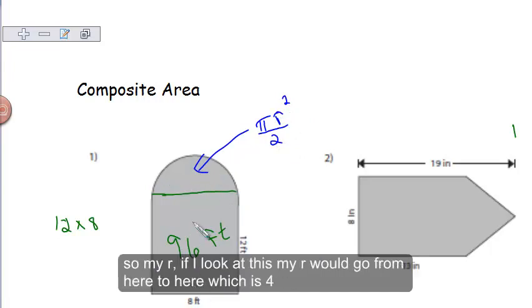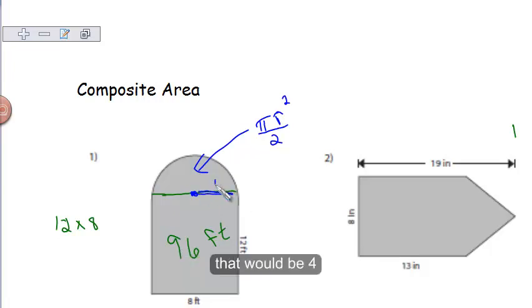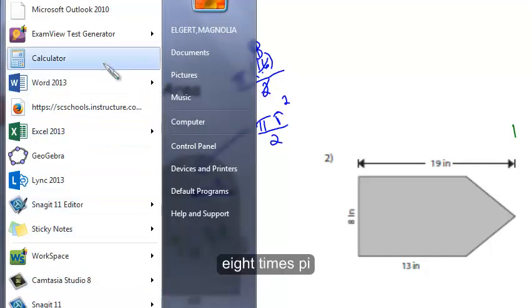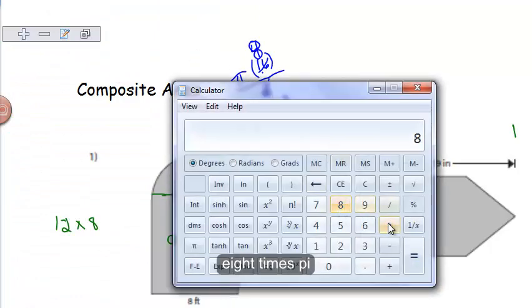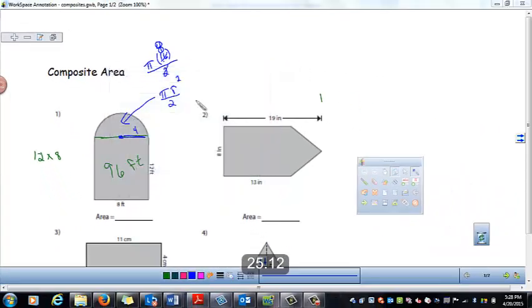So my r, if I look at this, my r would go from here to here. What is this distance? That would be 4. So I have pi times 16 over 2 because I got 4 squared. So 16 divided by 2 is 8 times pi. If I put that in my calculator, 8 times pi, 3.14, that's 25.12.